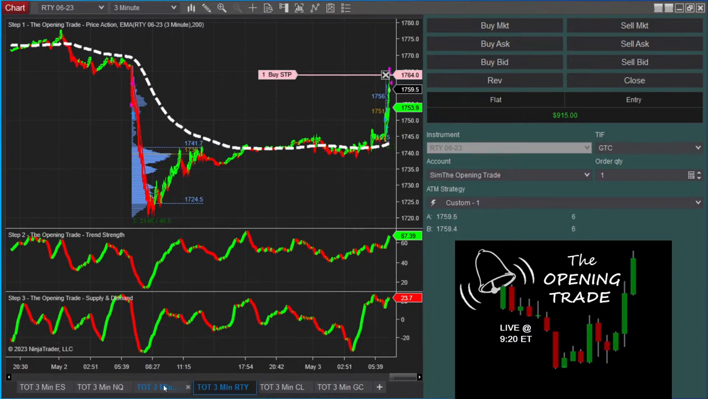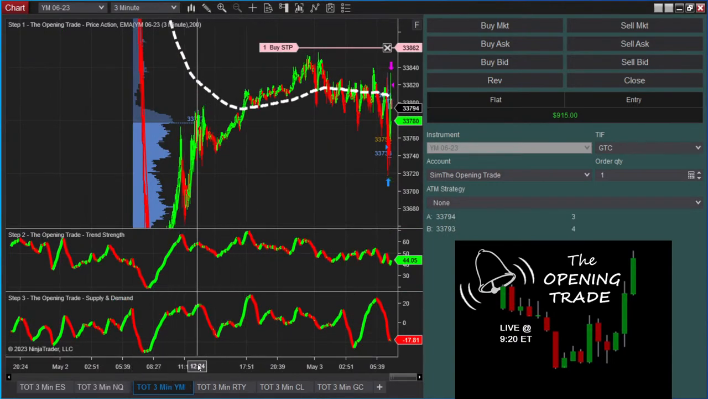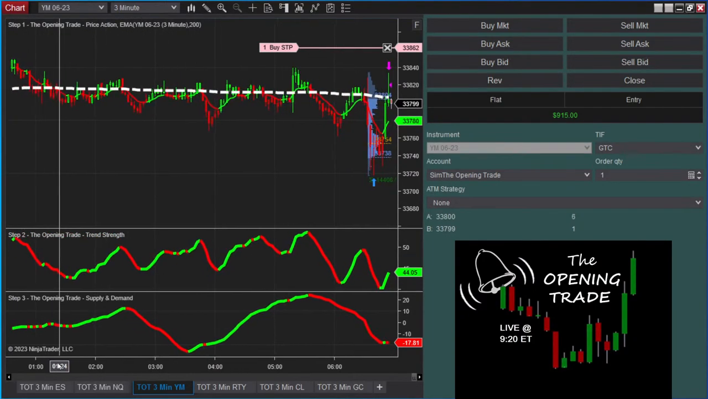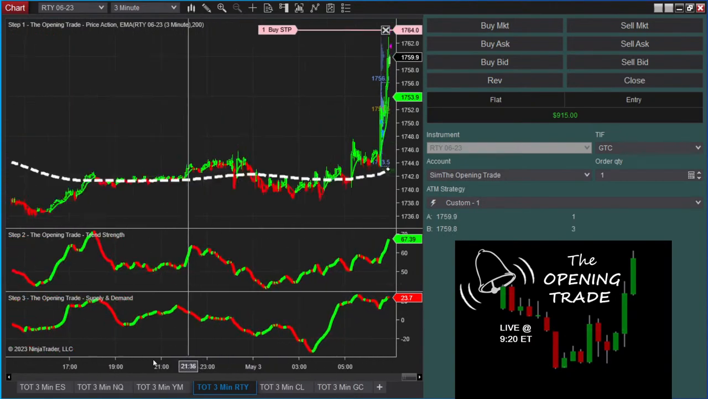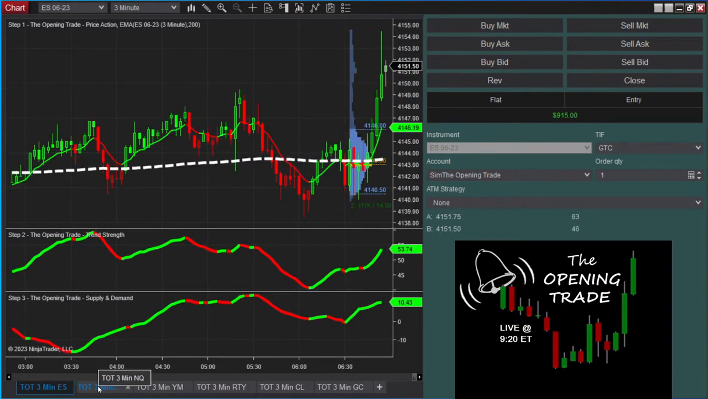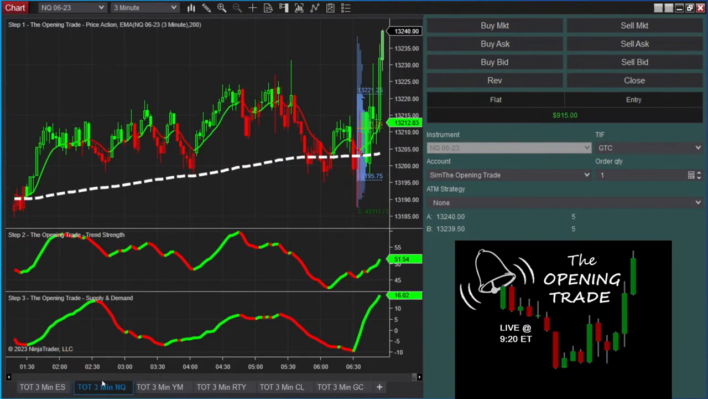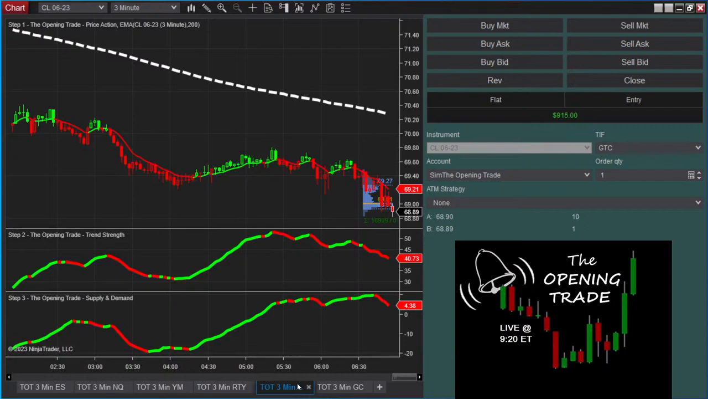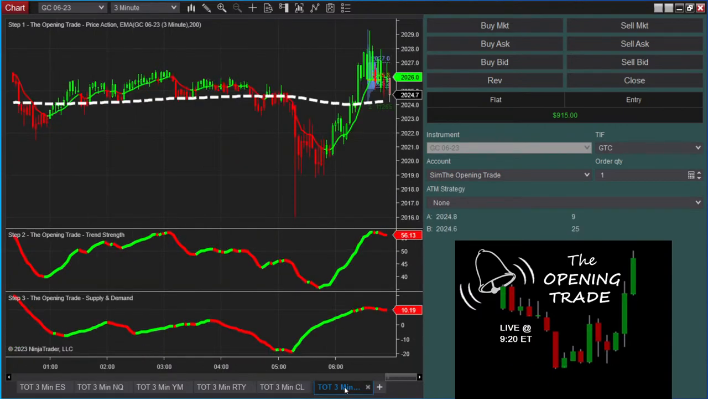We have both the Russell and the Dow set up to maximize any more potential growth that would be beneficial to us in these two markets, right? Here, I'm just going to zoom in on these charts a little bit so we can see better what is happening in them. Currently we have the S&P 500. It is above the 200 period EMA. Then we have the NASDAQ. Then we have the Dow, the Russell, crude oil. There is no manual trade at this time. It's still making its pull away from the 200 period EMA. And gold is very close to the 200 period EMA.